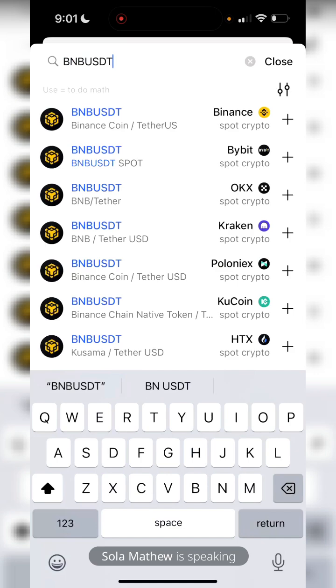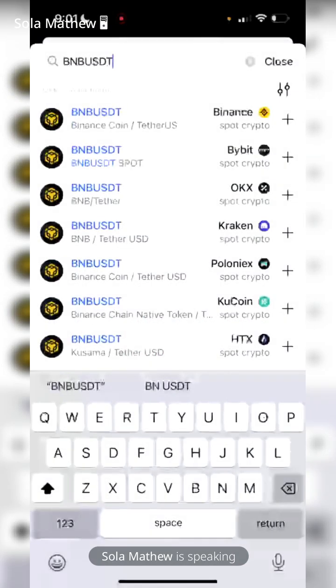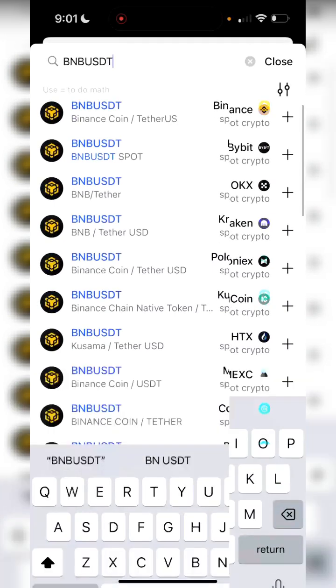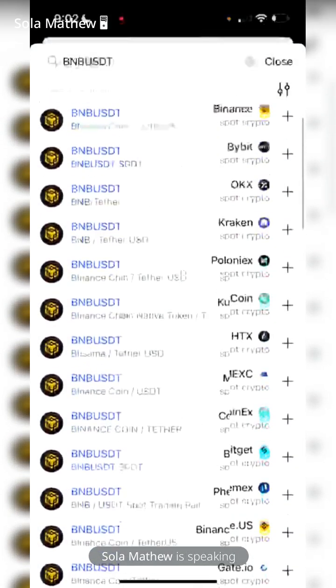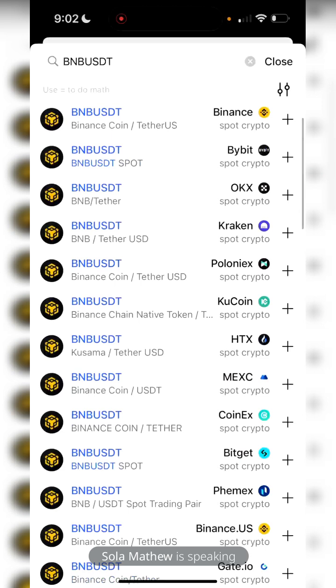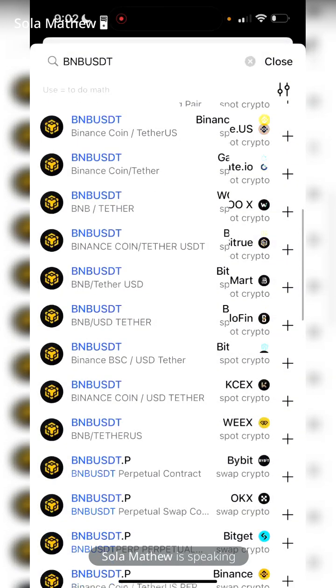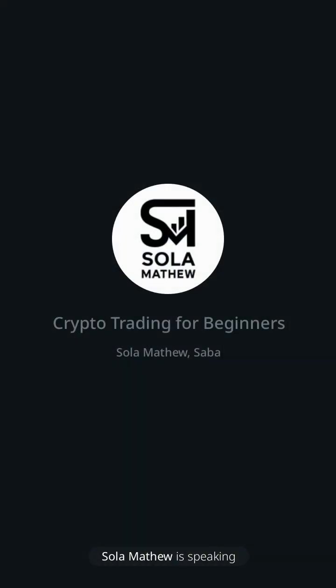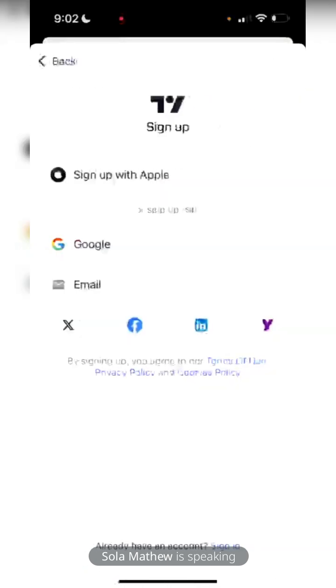So you can use this Binance or you can use this ByBit. But remember, what we're trading is futures. So the second one here is spot. All right. So you need to look at the one that is not spot. So let's see. Perpetual. You see, we have BNB USDT perpetual. So let's choose this one.